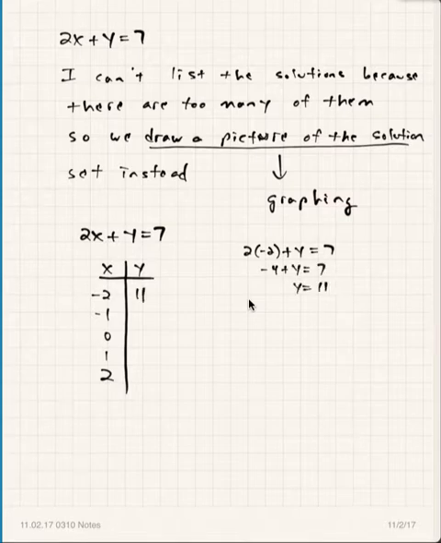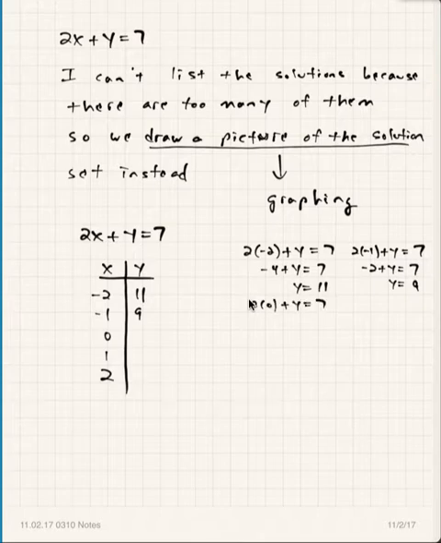So I get -2, 11 as an ordered pair that's a solution to that equation. 2 times -1 plus y equals 7, right? I use -1 there. So you get -2 plus y equals 7, or y is equal to 9. So I get 9. And I could keep on going like this. So 2 times 0 plus y equals 7. That's easy. That's just y equals 7. I use 1. 2 times 1 plus y equals 7. So I get y equals 5.